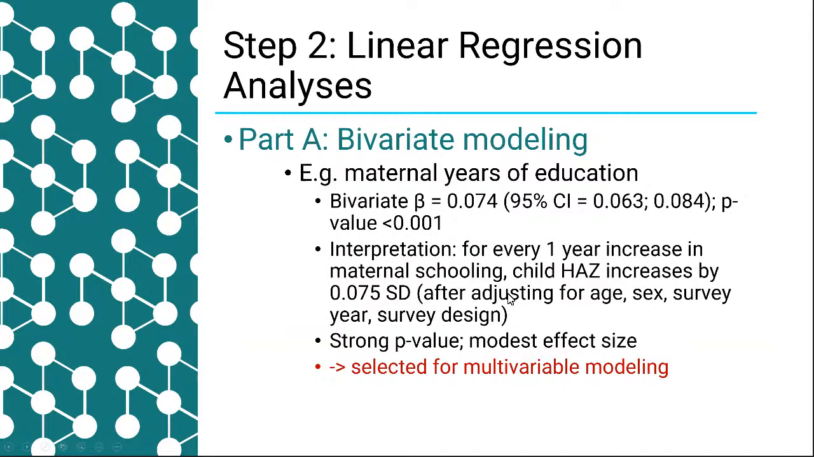So for us, when we were looking at drivers of stunting reduction in Ethiopia, we thought, okay, we know women's education is important to stunting. We see that there are improvements over time. We can see that the effect size is statistically significant, and it's a modest effect size. Therefore, based on all these criteria, this could be a variable that we select for multivariable modeling.